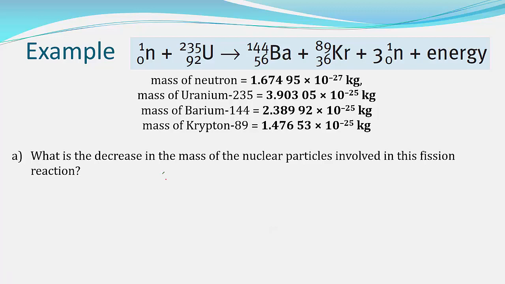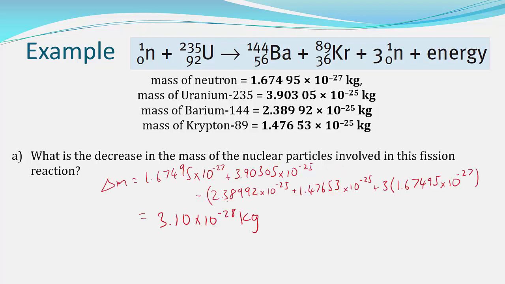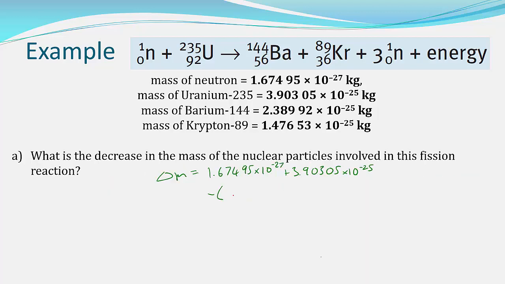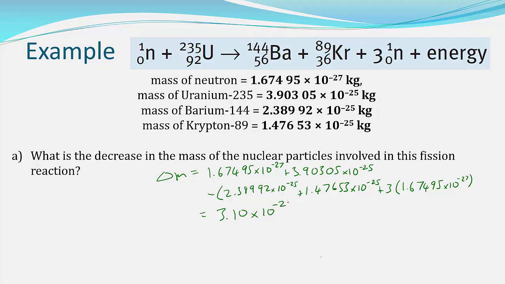So to solve this, what we want to do is just find the mass defect, or the mass difference, the same way we'd find it at any other time. So we have the mass of the neutron, 1.67495 times 10 to the negative 27. And we're going to add onto that the 3.90305 times 10 to the negative 25. And we're going to subtract from that the mass of the products. The mass of the products being the mass of the barium, and the mass of the krypton, and the mass of three neutrons. If you put that in your calculator, what you should get is 3.10 times 10 to the negative 28 kilograms.